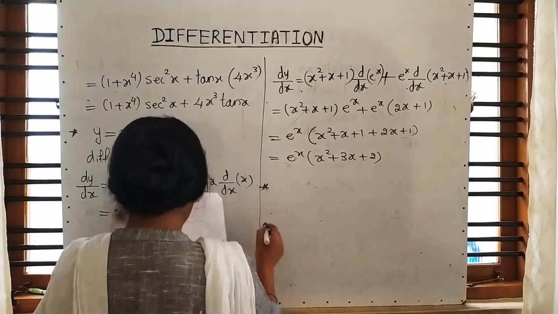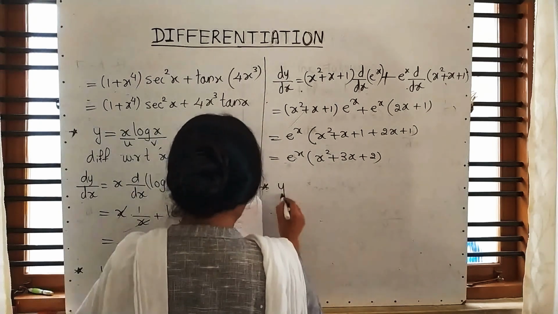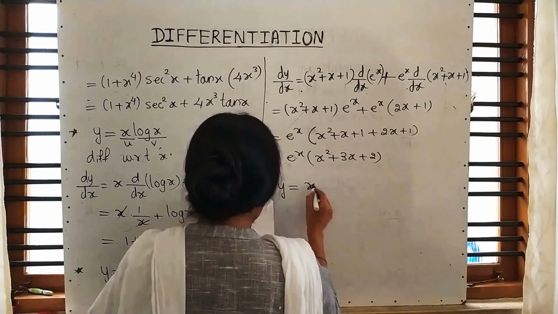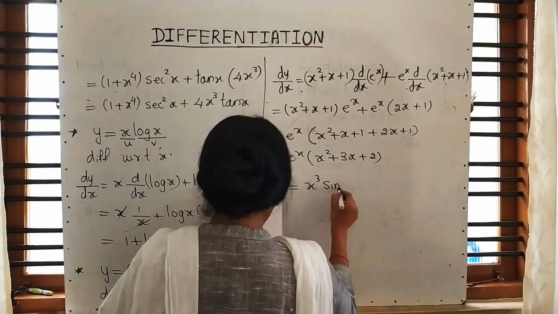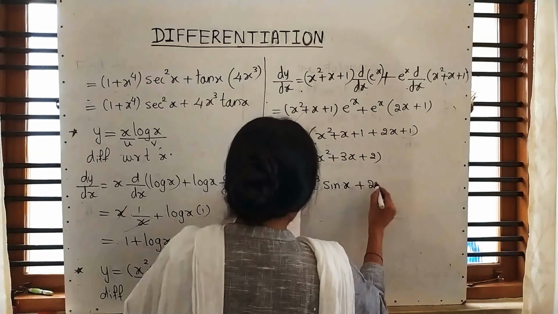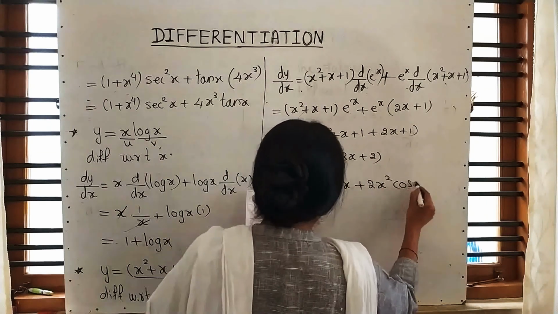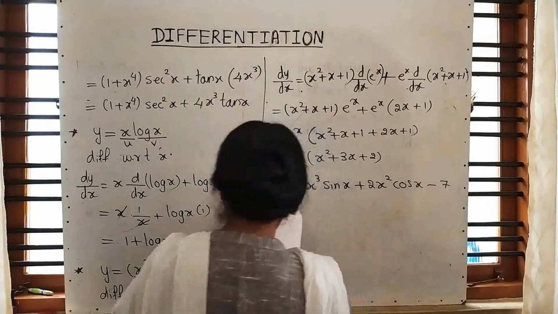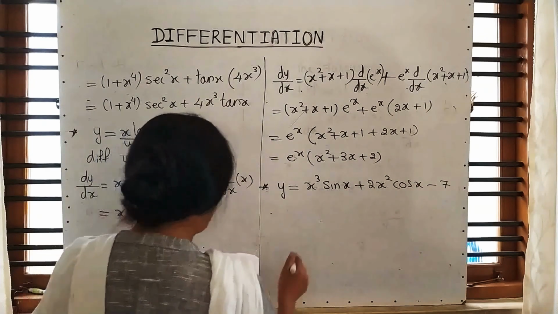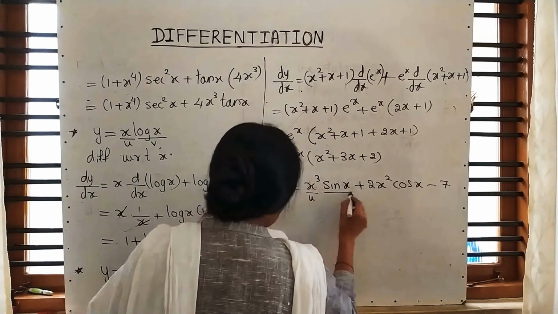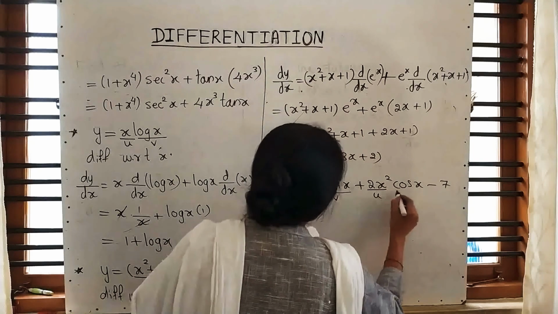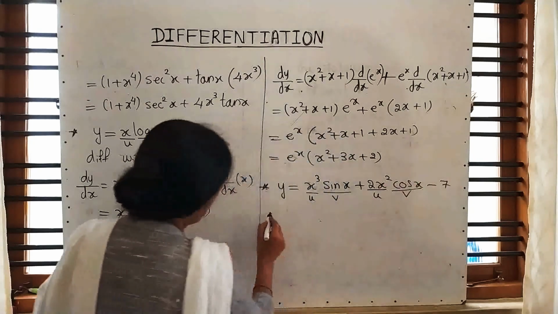Next question. x cube into sin x plus 2x square into cos x minus 7. See, this is u into v, this is u into v, and that is constant. How do you write then?